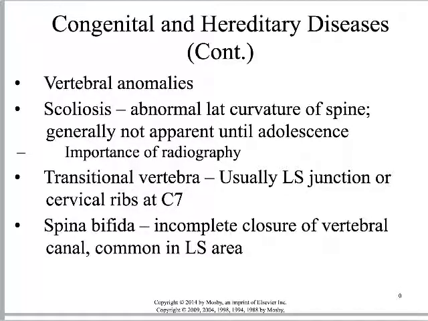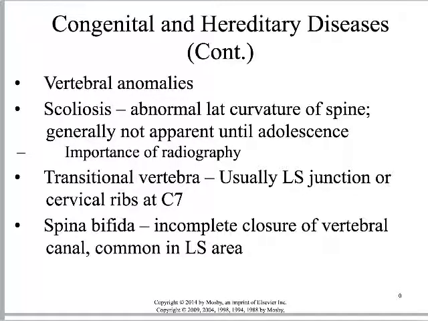Transitional vertebra, these are vertebrae that have characteristics of vertebra on either side of the thoracic spine. So what do I mean? I'll show you in the text on this image in the next slide. But for example, a lumbar vertebra that has ribs, right? Or a cervical vertebra that has ribs. So typically this will happen at the LS junction or C7, something like that.